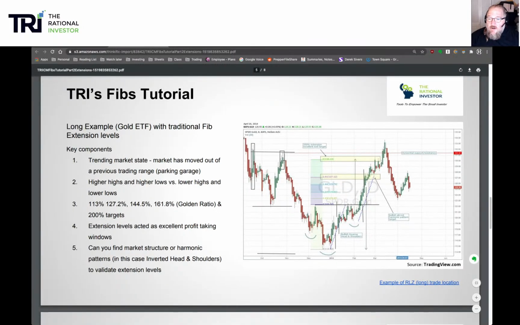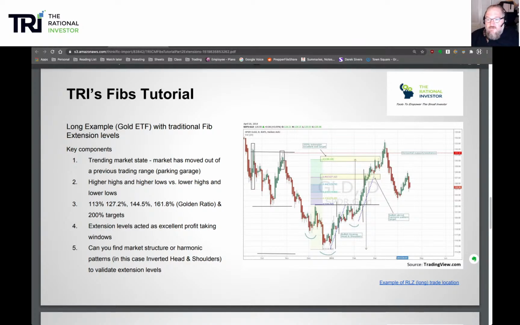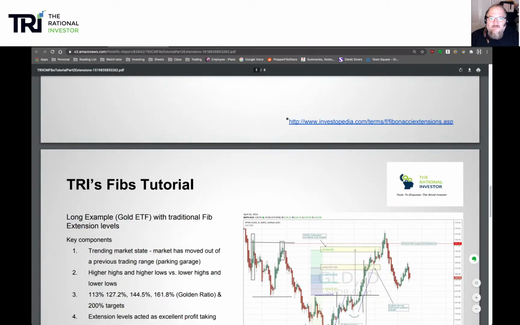So extensions, like I said, get used with ABCDs. They get used with identifying targets off of heads and shoulders. But in most of the setups that we use, like in the three-step setup, and I think almost every setup that's in the library, we're either targeting our objective off of a 2-to-1 risk to reward, or we are targeting it off of a retracement from the most recent move. Let me show you what that means.